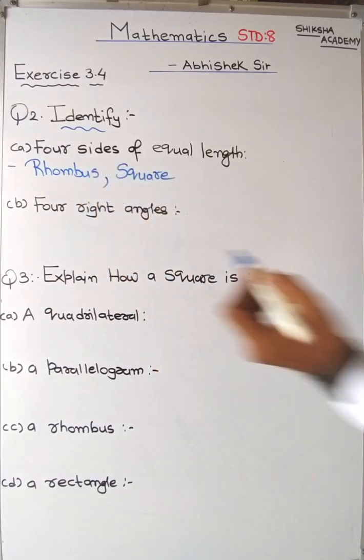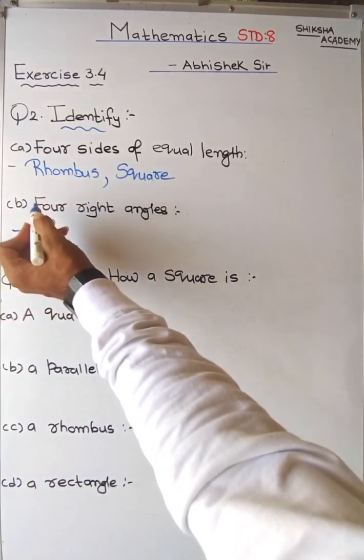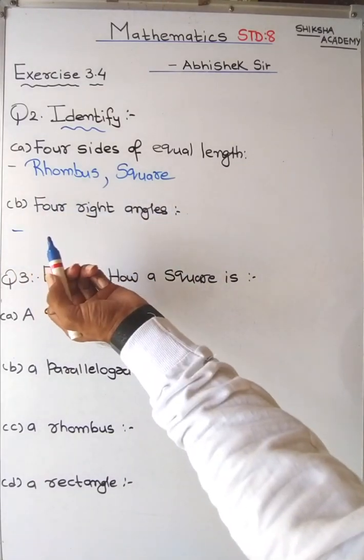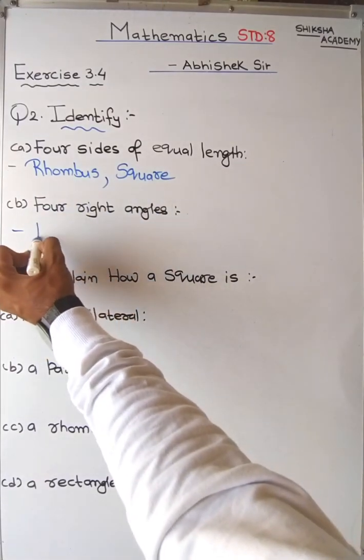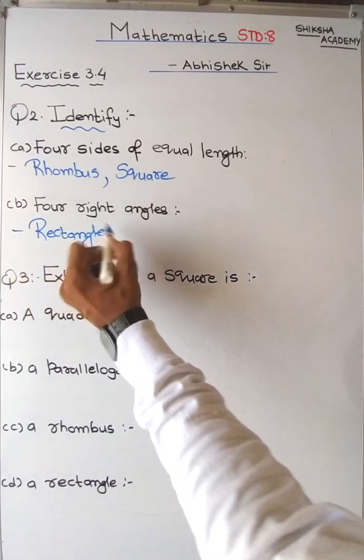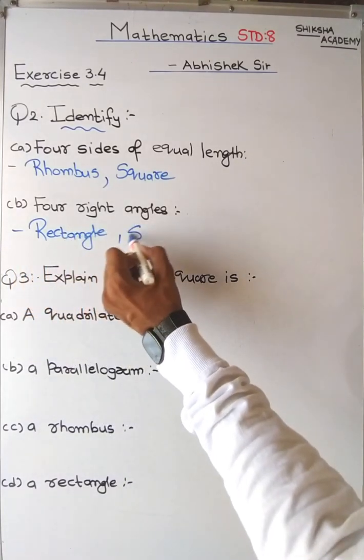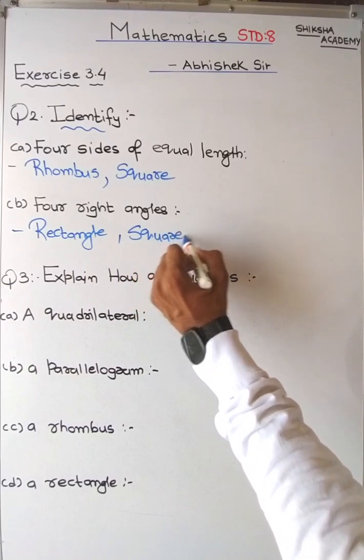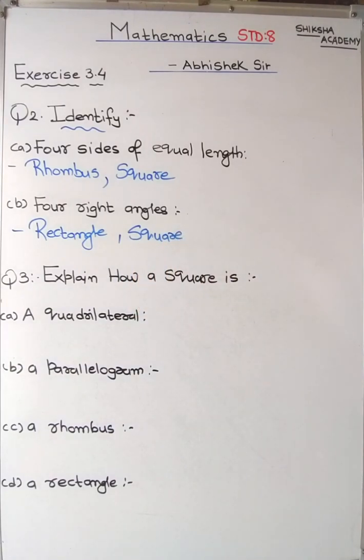Clear? Now, a quadrilateral having four right angles. So again we have a rectangle having four right angles as well as a square. Okay, so this was very easy.